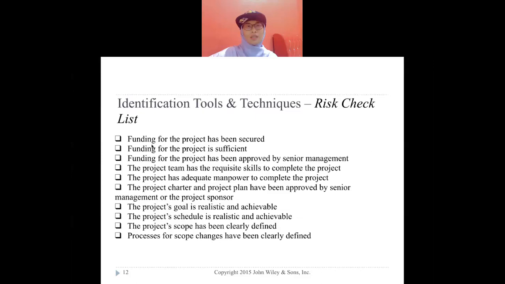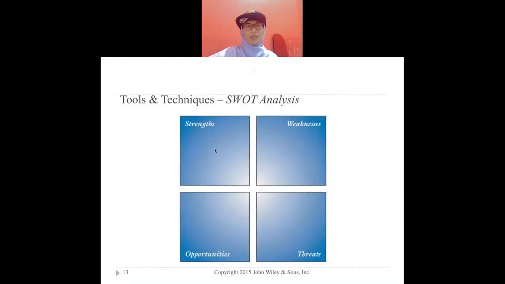Okay. Next, we have the risk checklist. I did explain this too; you list it out. Funding for the project has been secured. This is an example of the checklist. Funding for the project is sufficient. Funding of the project has been approved. The project team has the requisite skills. The project has adequate manpower. All the problems that you list, you then make into a checklist. Might this happen? Should we take this off? Do we need to consider this? You have a checklist.